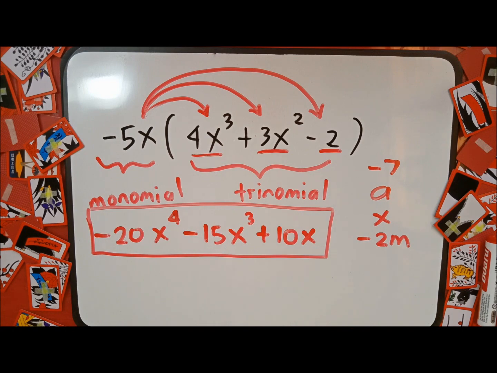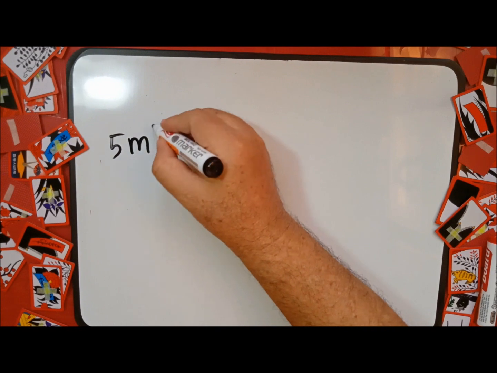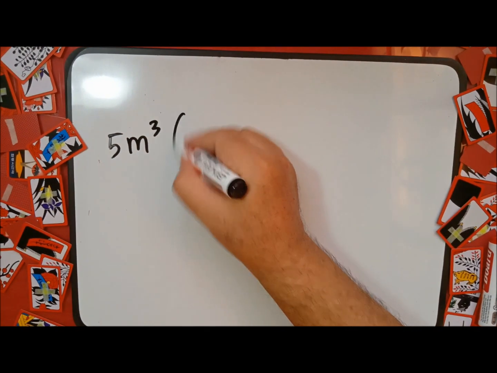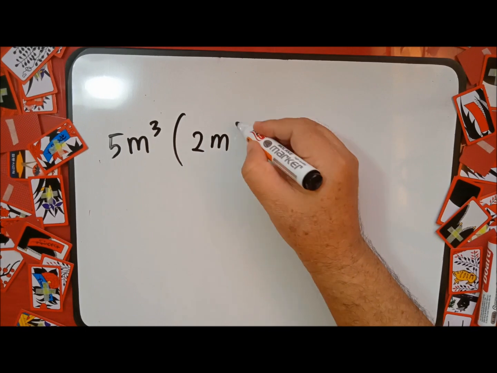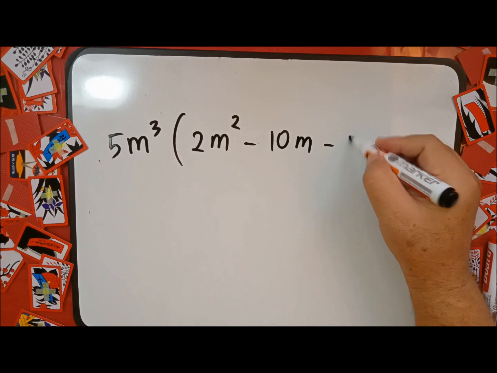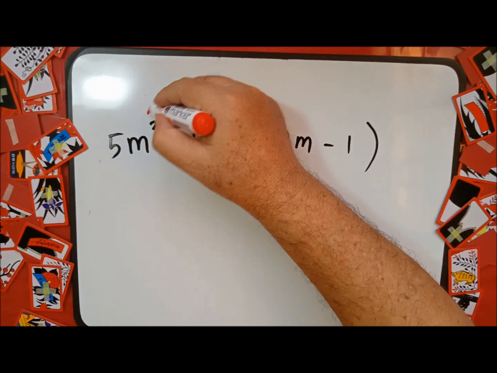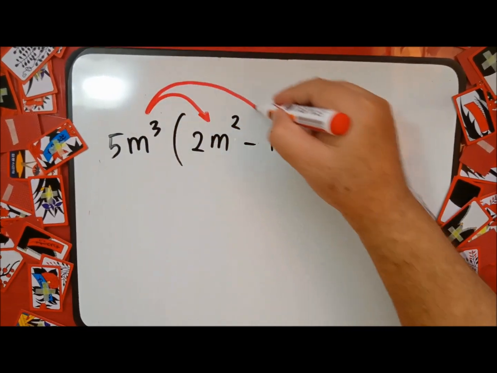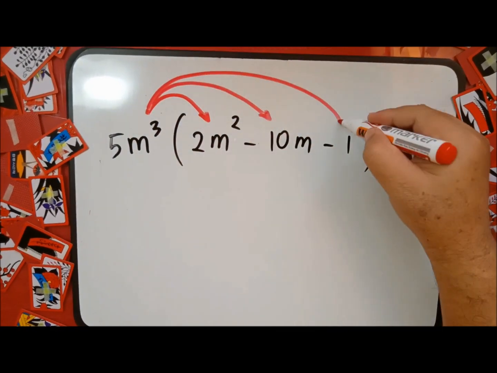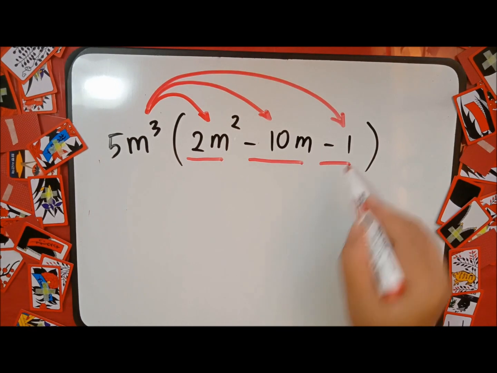Okay, another one. 5m cubed times (2m squared minus 10m minus 1). Now, what will you do with this? Multiply 5m cubed to the first term, then multiply to the second term, then multiply to the third term. You have this first term, this second term, this third term. Now, how will you multiply that?